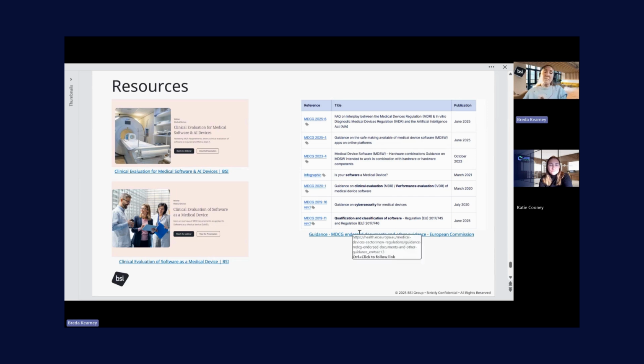And then at BSI, we're also writing a guidance paper at the moment, which is going to give a lot more detail on how to do clinical evaluation for software as a medical device. And it is due out in Q1 2026.